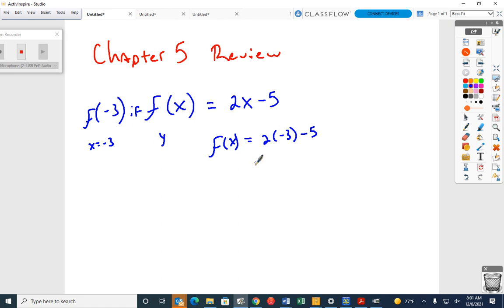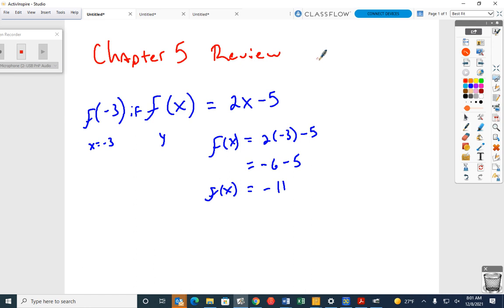So if I plug that in, looking at this, what is first in the order of operations? There's no parentheses. These parentheses just imply multiplication. Are there exponents? No. So I'm going to multiply first. 2 times negative 3 would be what? Negative 6 minus 5. And the function of x, in this case, if x is negative 3, what's this going to be? Negative 11.